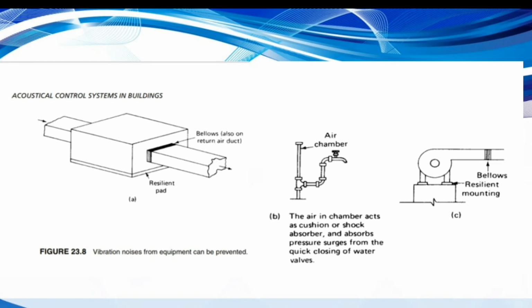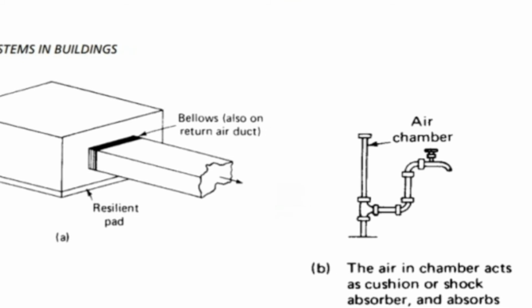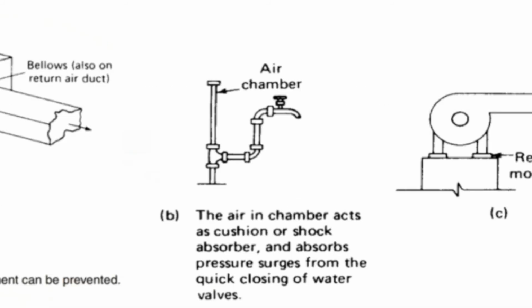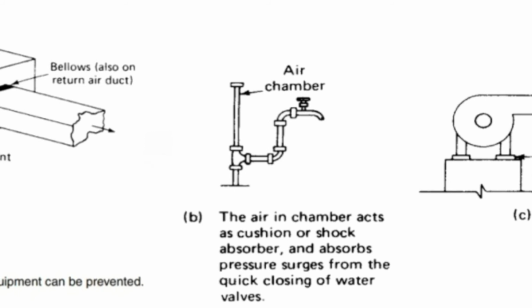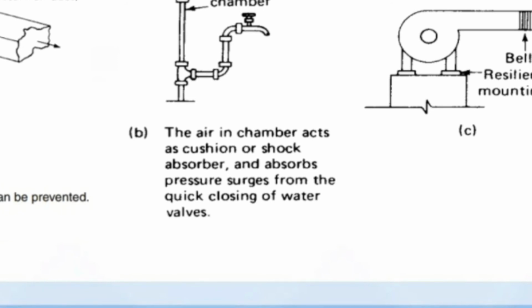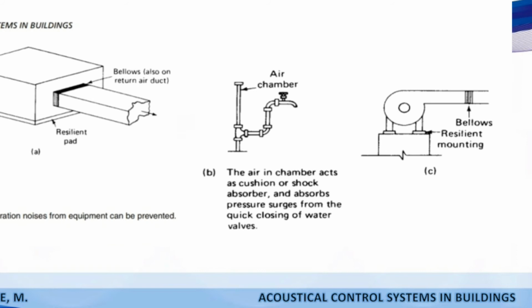So, in figure 23.8, we can see how vibration noise from equipment can be prevented. In letter A, we see the arrow below, also on the return air duct. The one at the bottom is the resilient pad. In letter B, the pipe is the air chamber, and the air in the chamber acts as a cushion or shock absorber and absorbs pressure surge from the quick closing of the water valves. And lastly, in the last figure, we can see the bellows, and this one is a resilient mounting.